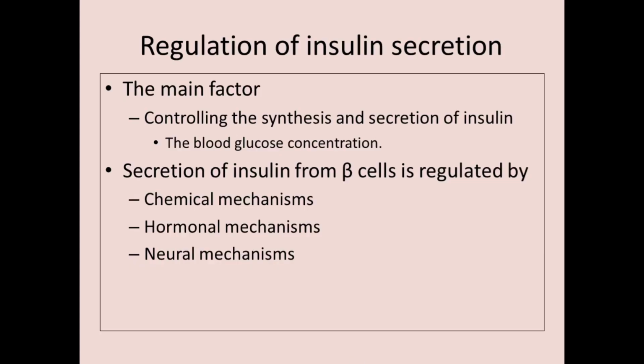Next we are going to talk about the regulation of insulin secretion. The main factor controlling the synthesis and secretion of insulin is the blood glucose concentration. Under normal conditions, 1 unit of insulin is secreted per hour by the human pancreas. Whenever there is a meal, it will secrete a much larger quantity of insulin. The secretion of insulin from the beta cell is regulated by chemical, hormonal and neuronal mechanisms, which we're going to see in detail.